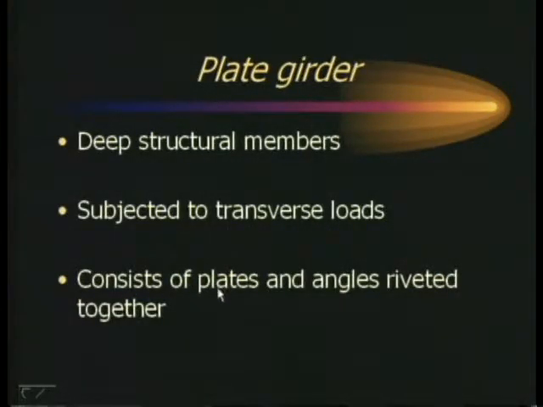It consists of plates and angles riveted together, or in some cases they can also be welded. In case the plates are riveted together, it is called a riveted plate girder, and in case they are welded together, that is called a welded plate girder. More points? See here.